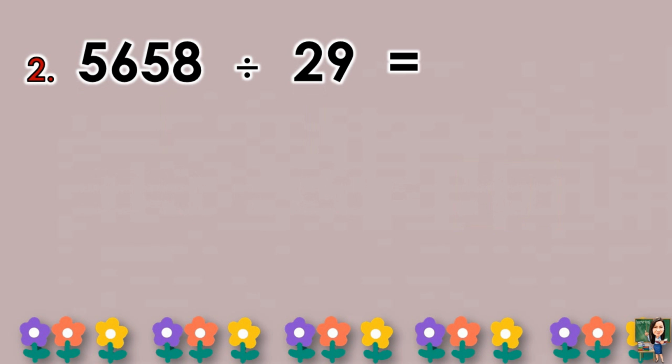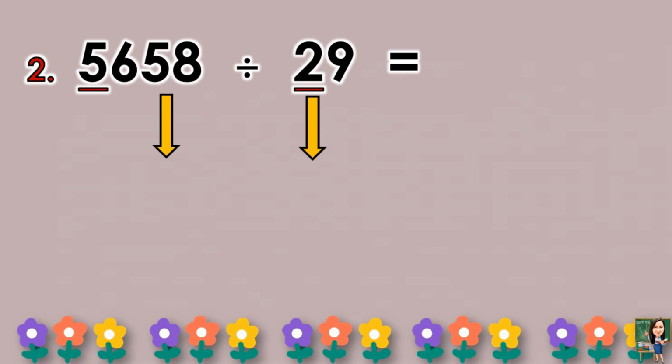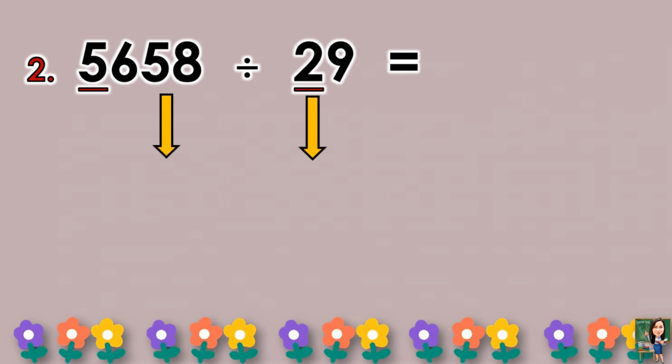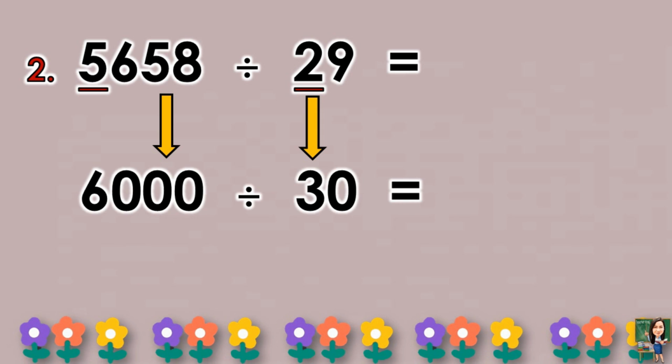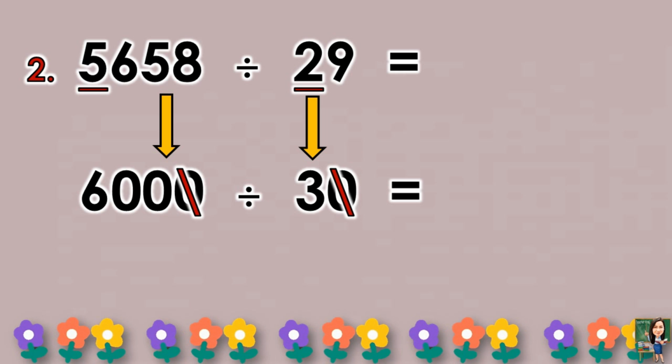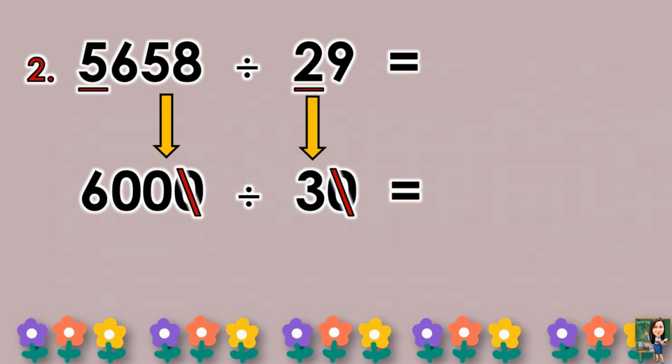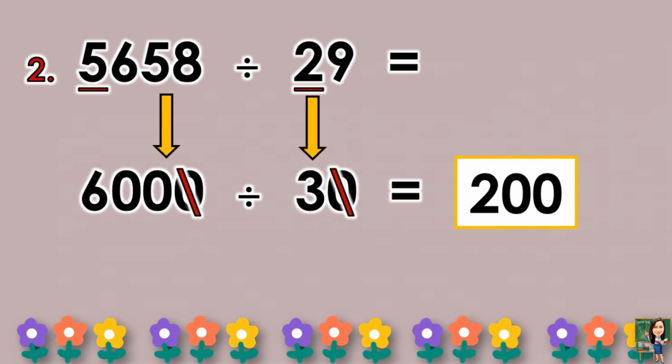Number 2. 5,658 divided by 29. The highest place value of the dividend is 5 and the divisor is 2. Next is round off. 5,658 is rounded up to 6,000 and 29 is rounded up to 30, and then cancel 10 each. So 600 divided by 3 equals, very good, the correct answer is 200.